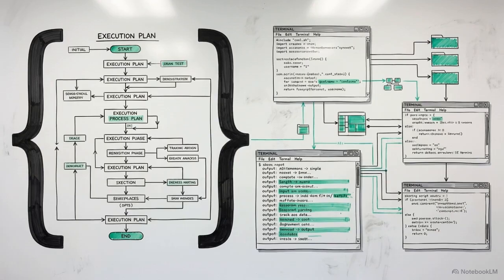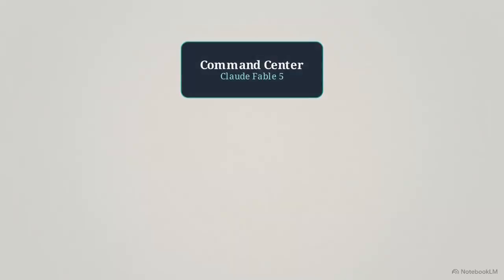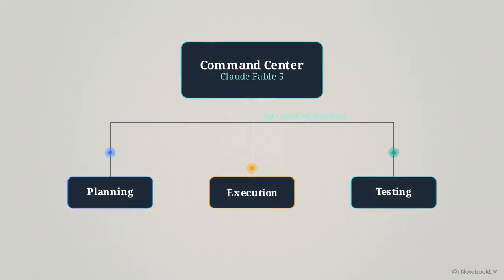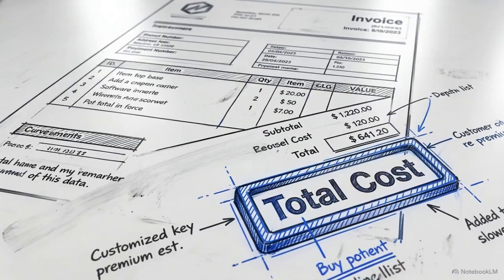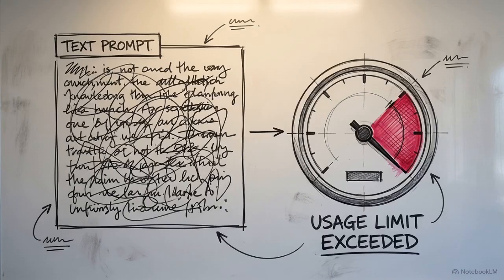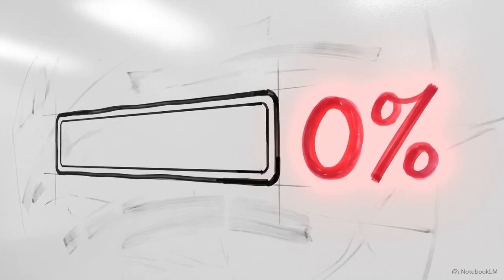Fable acts as an automated engineering team, but to get that level of output, you have to build a specific architecture to command it. Fable's deep reasoning comes at a premium. If you use unstructured prompts for simple brainstorming, you will burn through your token budget without making meaningful progress.